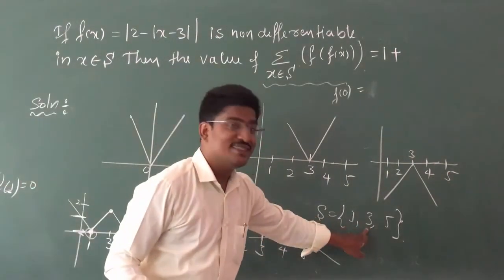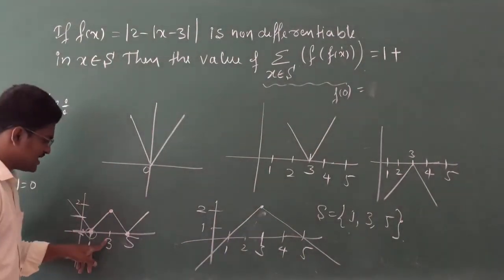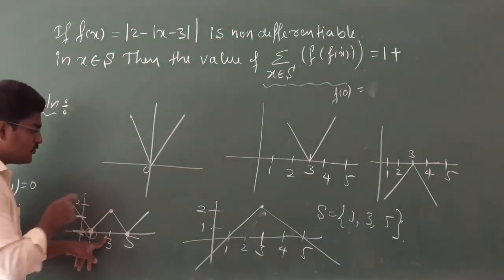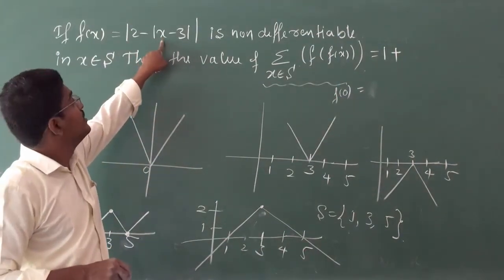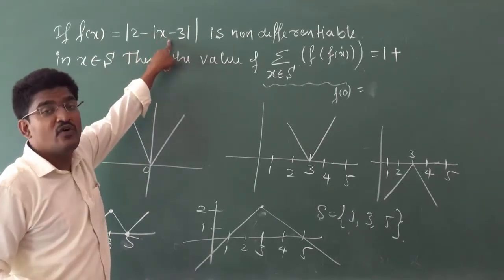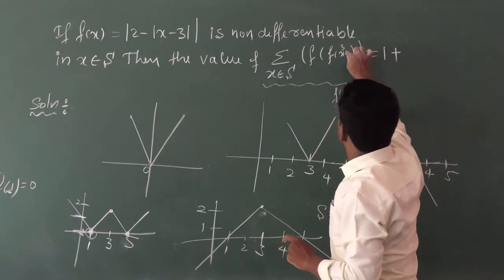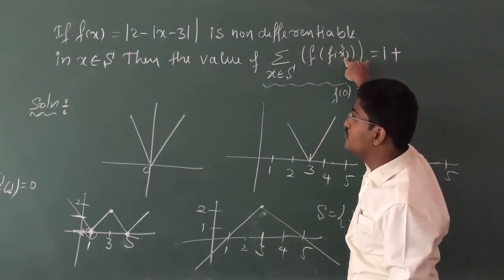What is the next point? 3. f of 3. So if you want to calculate f of 3, that is x equal to 3. At x equal to 3, you have to simplify. If you put x equal to 3 here, 3 minus 3 will be 0. So 2 minus 0 will be 2. So f of 3, if you put here, it will go to f of 2.